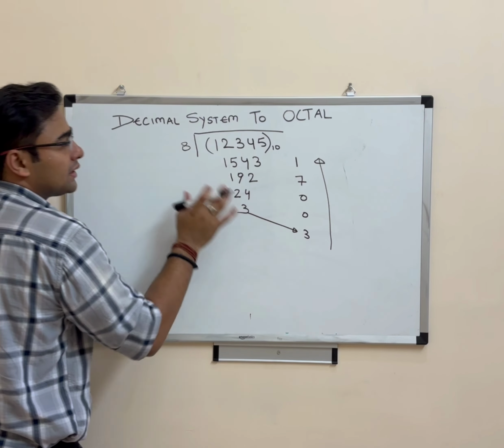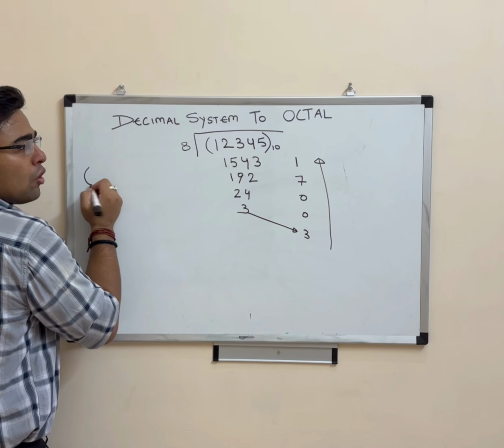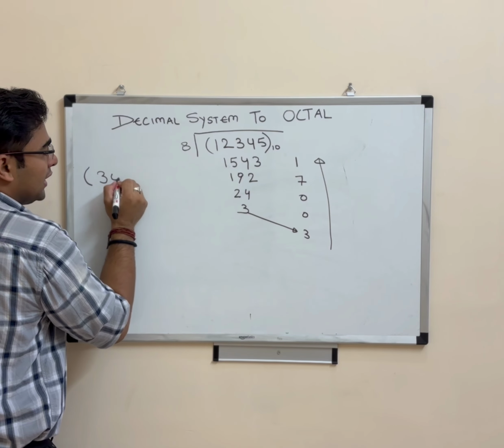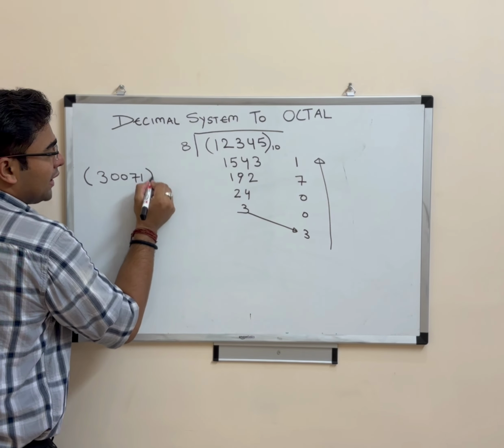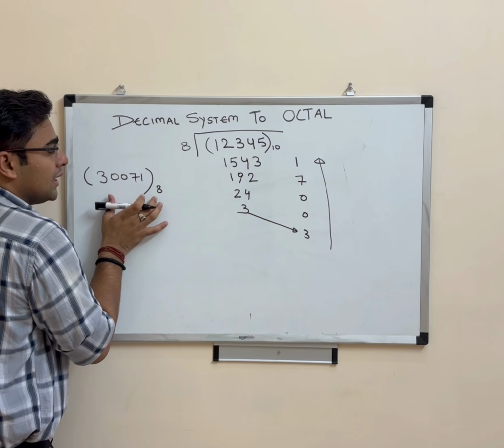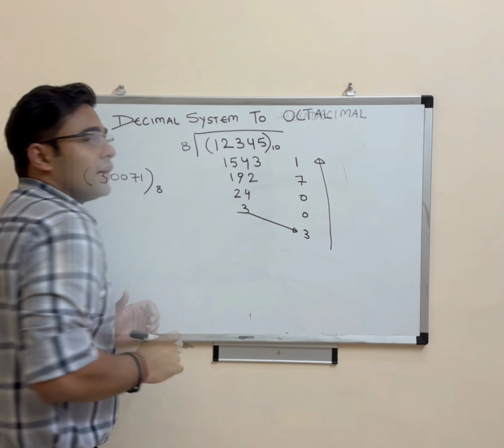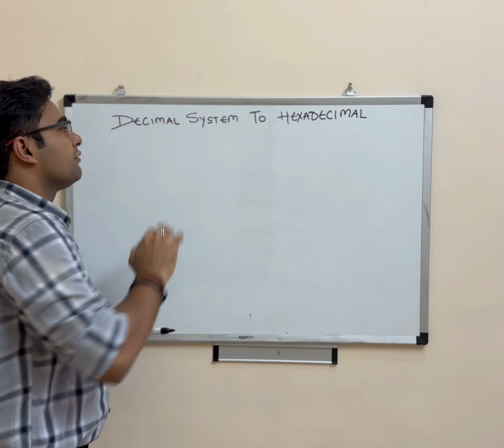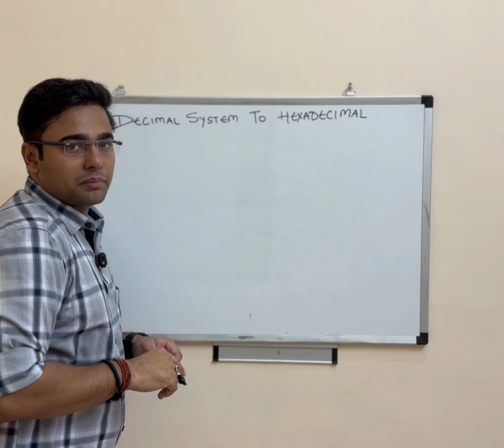So if I want to convert this number into octal number system, what I'll write is 30071, and then I'll write a small 8 here, which will show that this number is in octal number system.